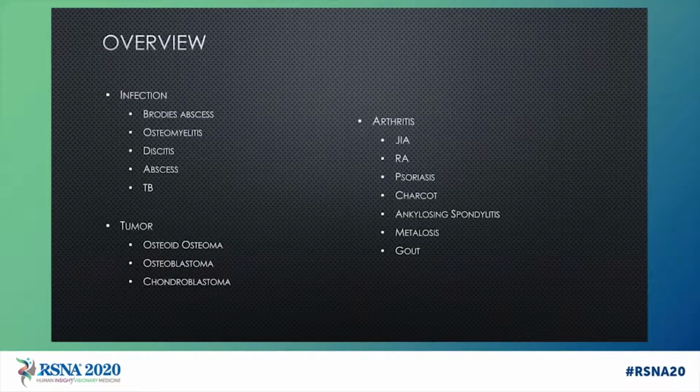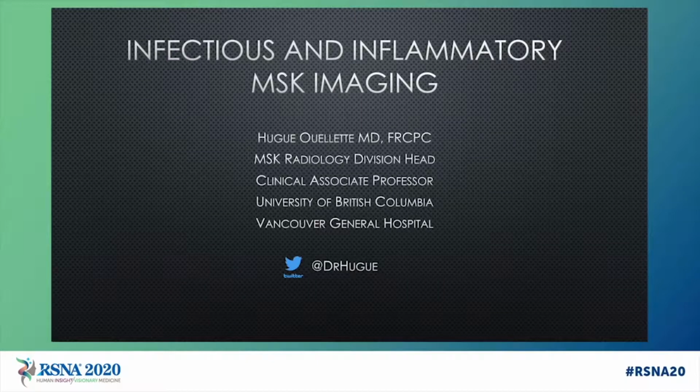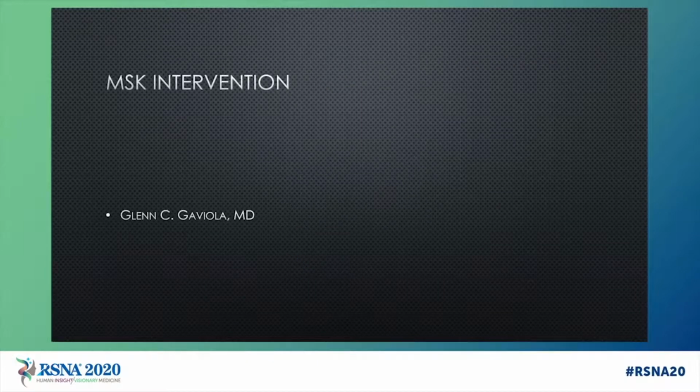So in summary, we've looked at several cases of infection in different locations. We've looked at tumors that cause inflammation, such as osteoid osteoma, osteoblastoma, and chondroblastoma, and we've looked at classic appearance of several arthritides. That's it for me. Now, Glenn Gaviola is going to be next, speaking about MSK intervention.